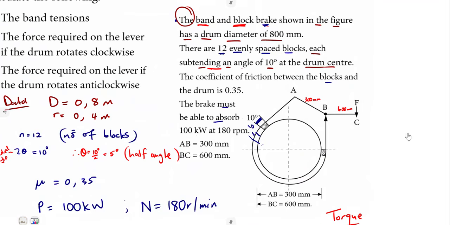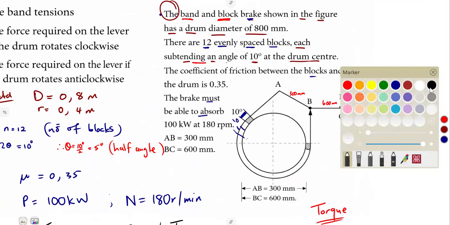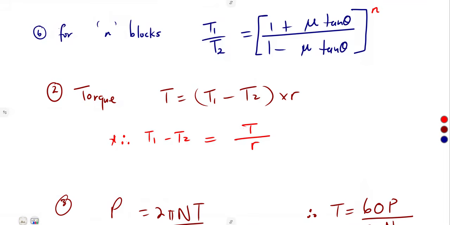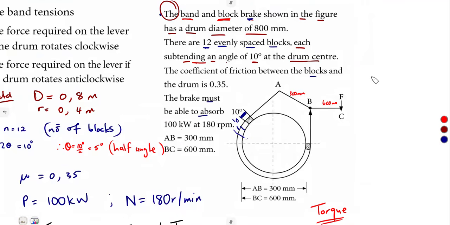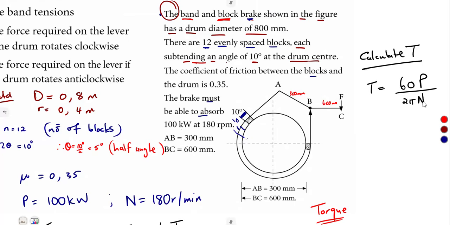So from that, torque can be calculated from power and speed. Remember also, I referred between this. So we can have our torque here from power. So calculate the torque from power. So remember that's 60P over 2 pi N, since our speed is given in revs per minute. The power, 100 kilowatts.